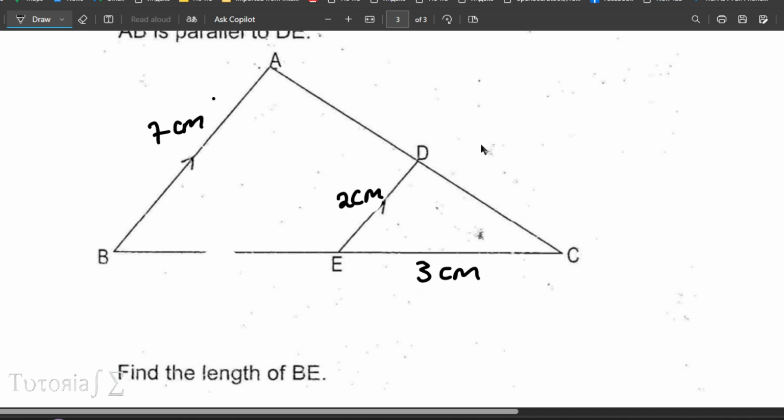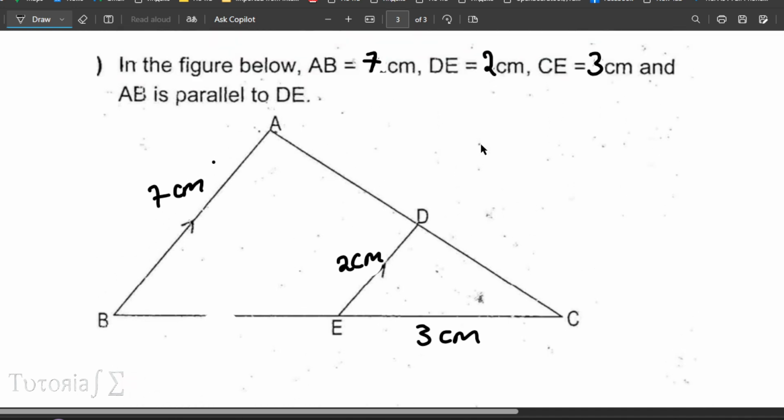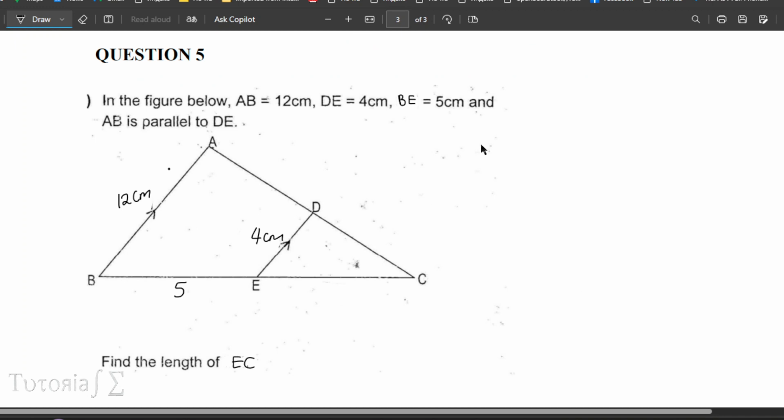Now the second question, this one, is a similar question. In the diagram below, AB is 12, DE is 4 centimeters, BE is 5 centimeters. So this is BE, which is 5 centimeters, not here. And you're asked to find the length of EC there. So this is the last question that you do.